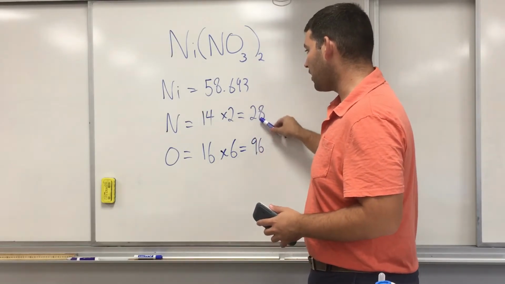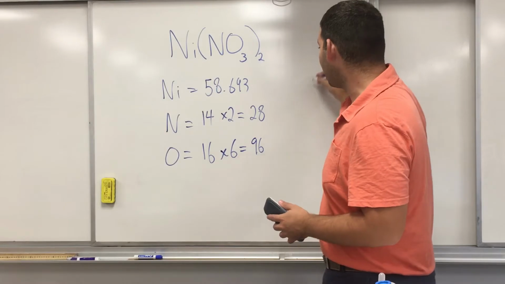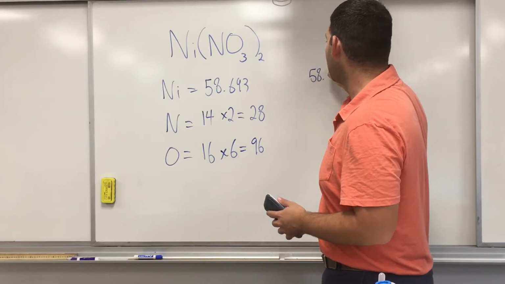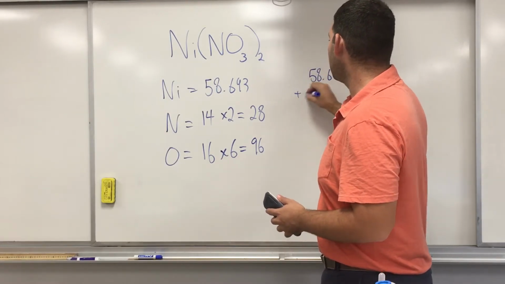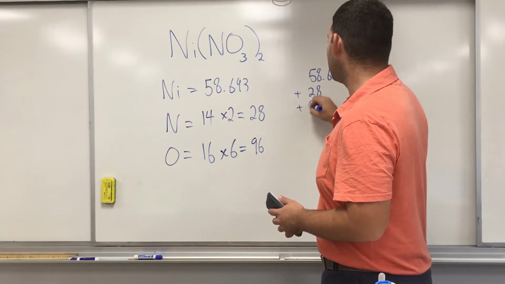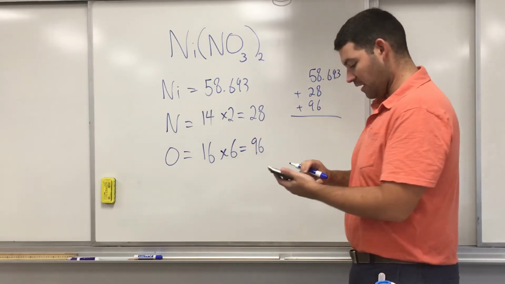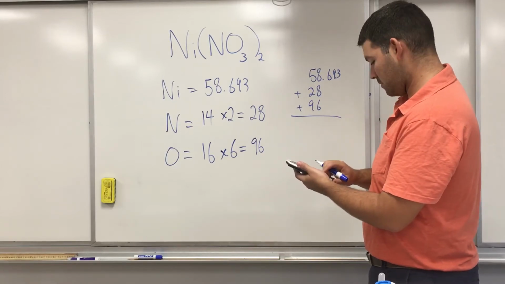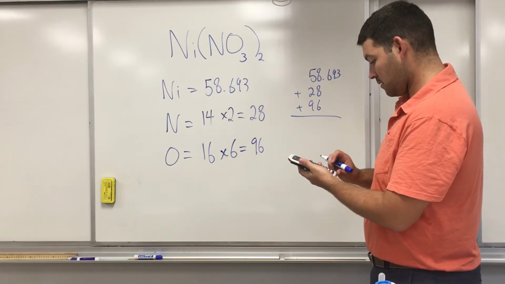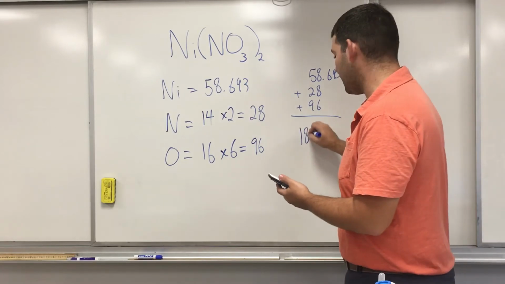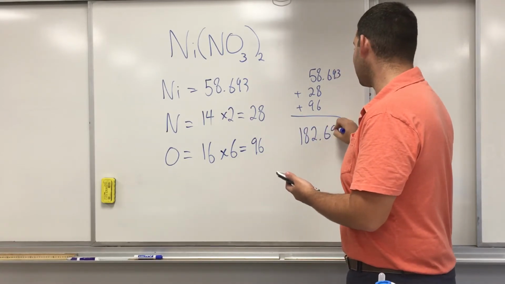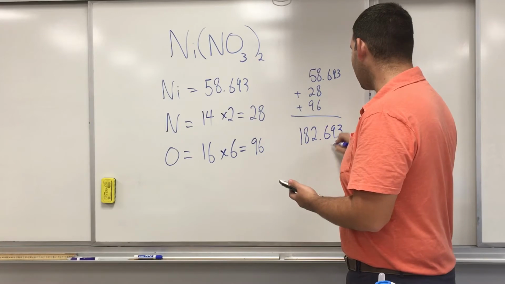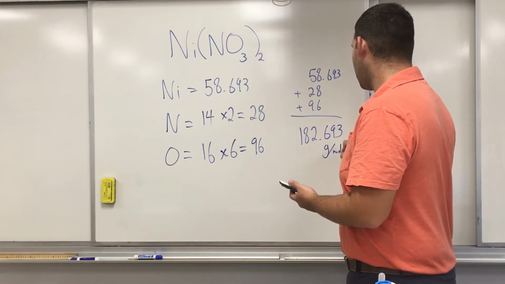These are all grams per mole. We're going to add them up now. So we're going to add 58.693 plus 28 plus 96, and we're going to get 182.693, and that is grams per mole.